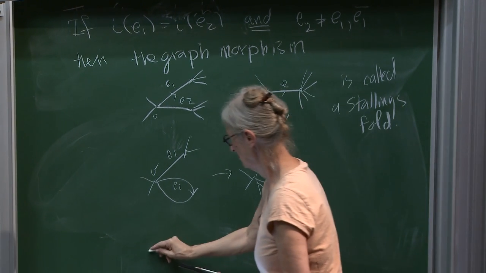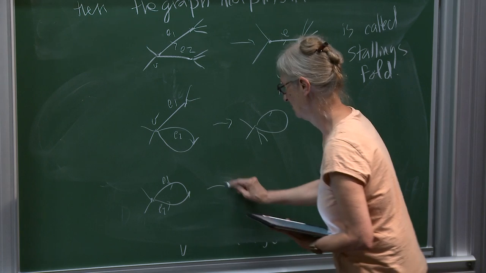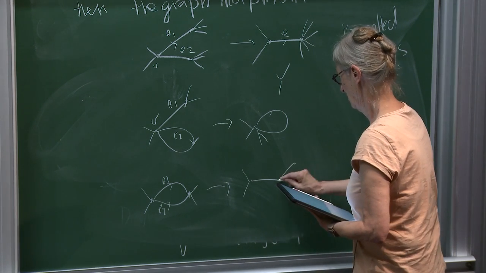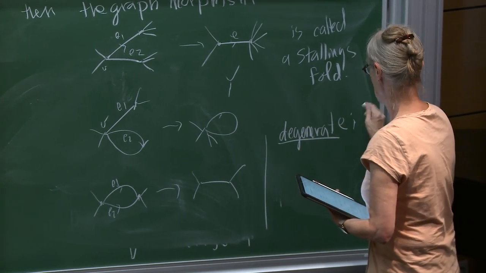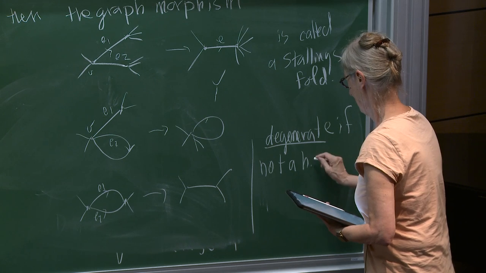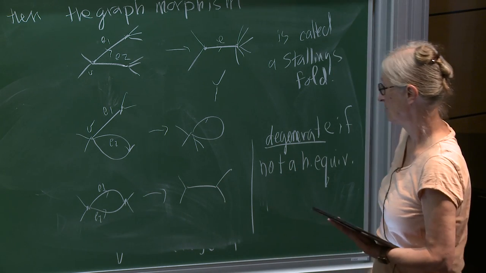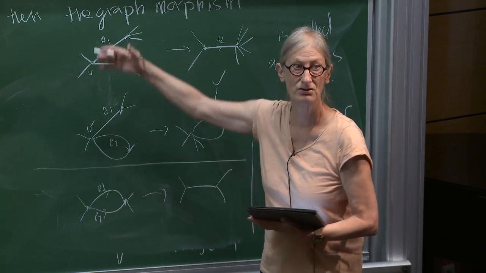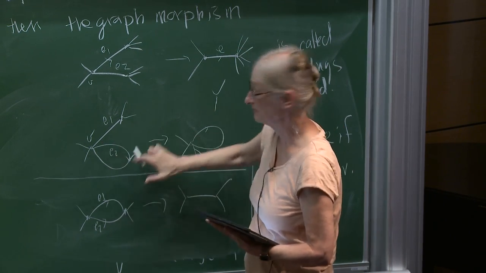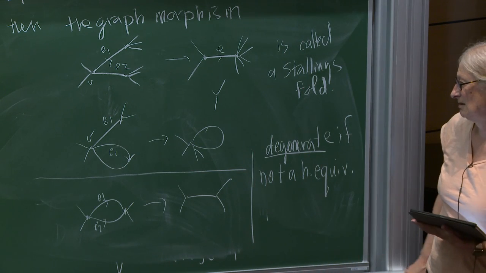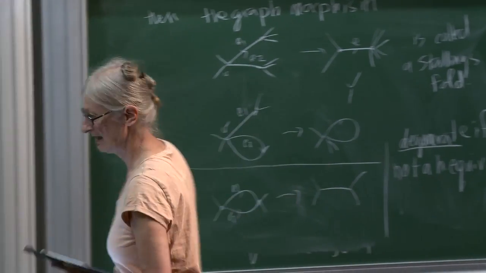There are degenerate Stallings folds. It could be that E1 and E2 have the same endpoint, then when you do this fold, you're going to get that. So a Stallings fold is called degenerate if it's not a homotopy equivalence. So I killed a loop here. Can't do that. That's degenerate. So these are the only two non-degenerate pictures. You have two edges, they end up at different points, and you fold them together. I guess they couldn't both be loops, because then they would both end at the same point. So if they end at different points, then you can fold them together.